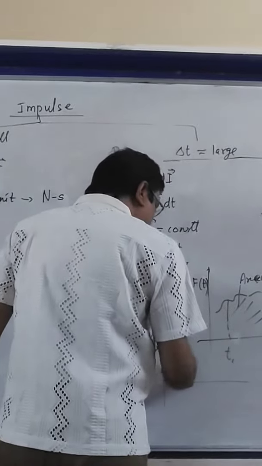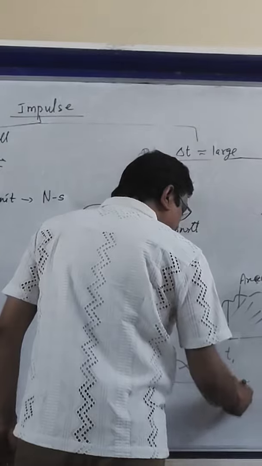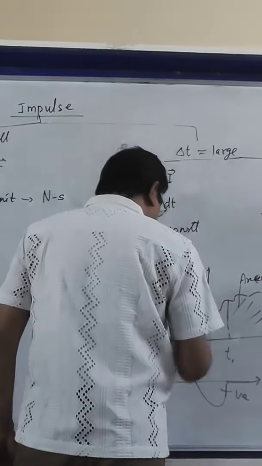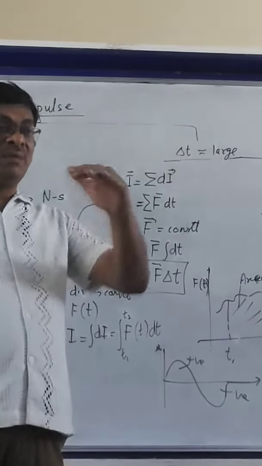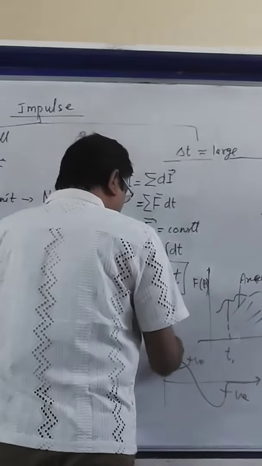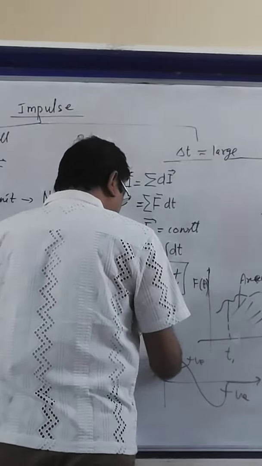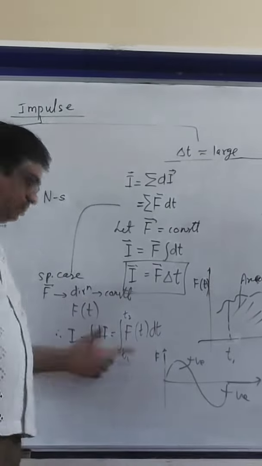Regarding area, you have to remember that area above the time axis is positive, but area below the time axis is negative. You have to be very, very careful here. Just as in displacement versus time graph or velocity versus time graph, area above the time axis is positive, area below the time axis is negative. So this you have to be careful. Okay? Copy this.